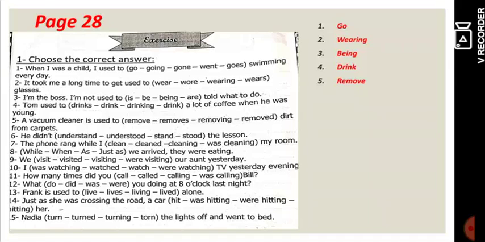Number 6. He didn't understand the lesson. Here we have "didn't," and after "didn't" we put verb infinitive negative, so the answer will be understand. The phone rang while I was cleaning my room. Here we have "while," and after "while" we put past continuous, so the answer will be was cleaning.